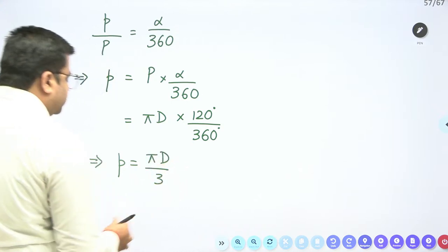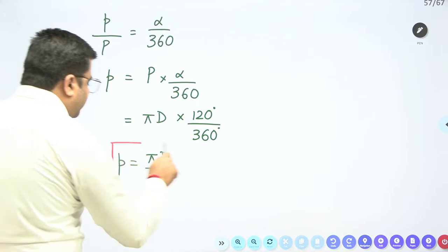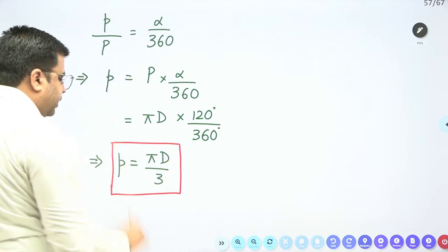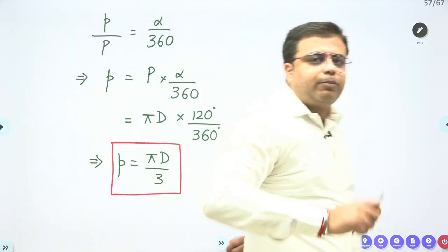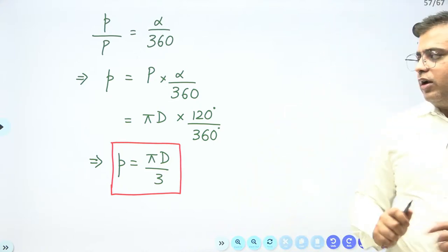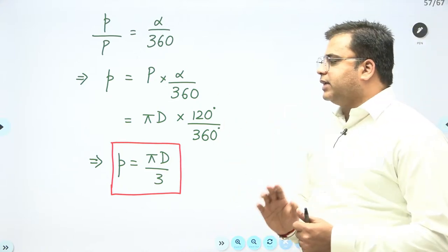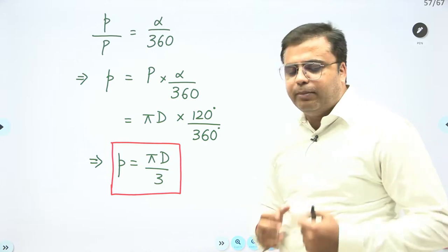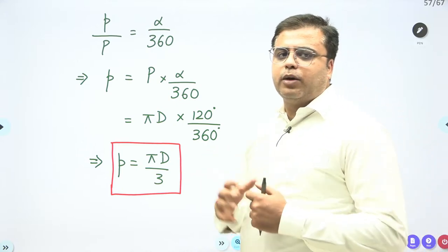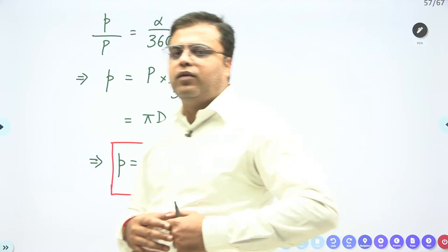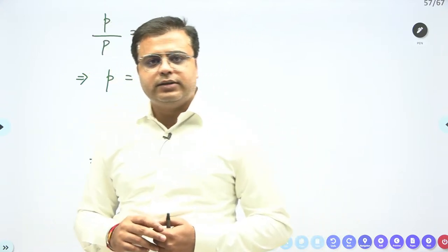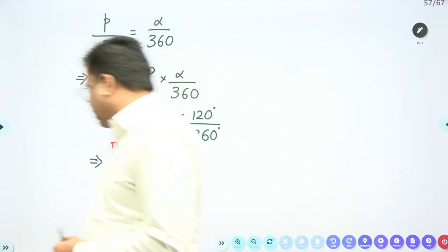Again, a very simple question. But I have introduced this question just to show you how important the hydraulic properties of flow for sewers are, because many questions can be framed if we know all these properties and we can very easily solve them. Is this okay? Is this clear to you? Okay, moving on.